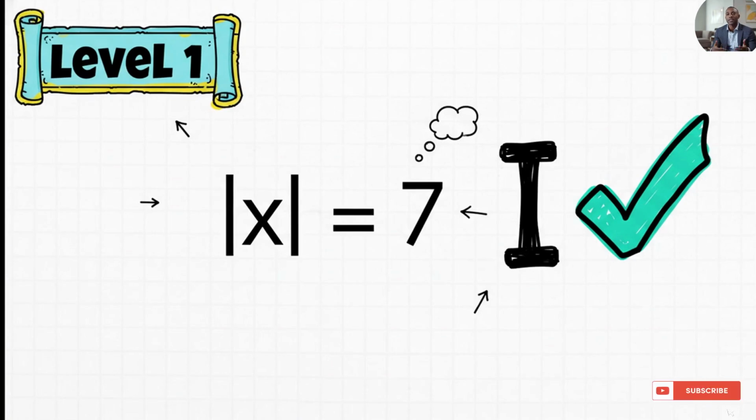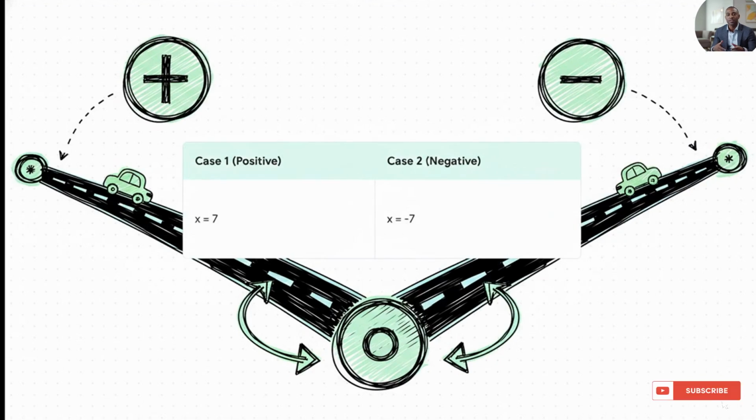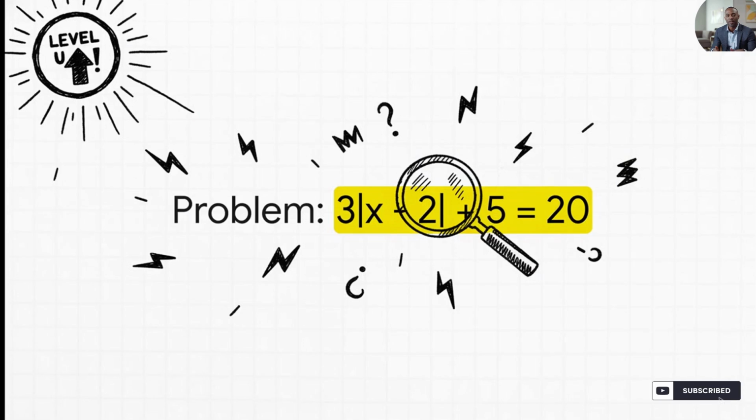Okay, level 1, super straightforward. The absolute value of x equals 7. Now, take a look. Is the absolute value part already isolated? Yep. So we can skip step 1 and jump right to S for split. So, we hit that fork in the road. We're just asking, hey, what numbers are exactly 7 steps away from 0 on the number line? Well, the obvious one is 7 itself. But don't forget the other direction. -7 is also 7 steps away. And boom, we have our 2 solutions.